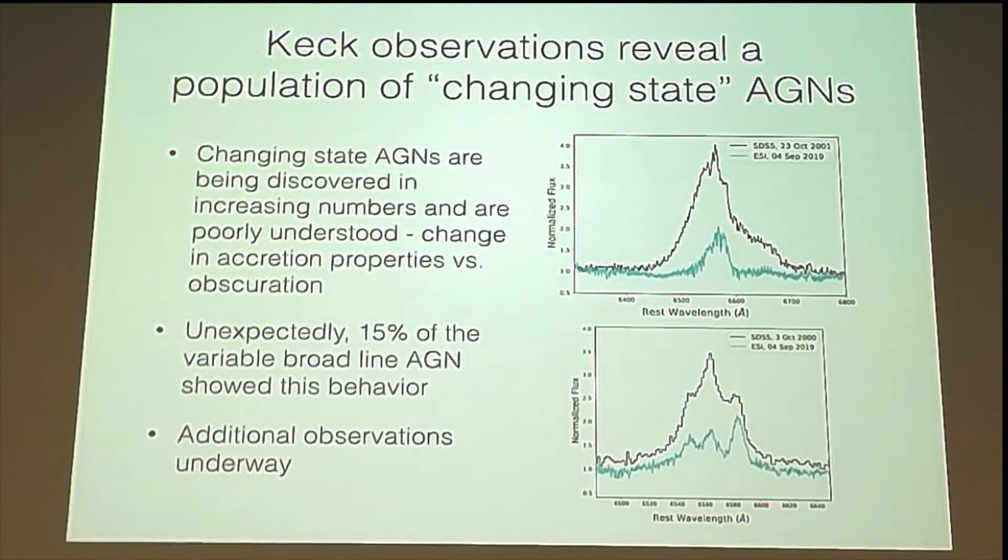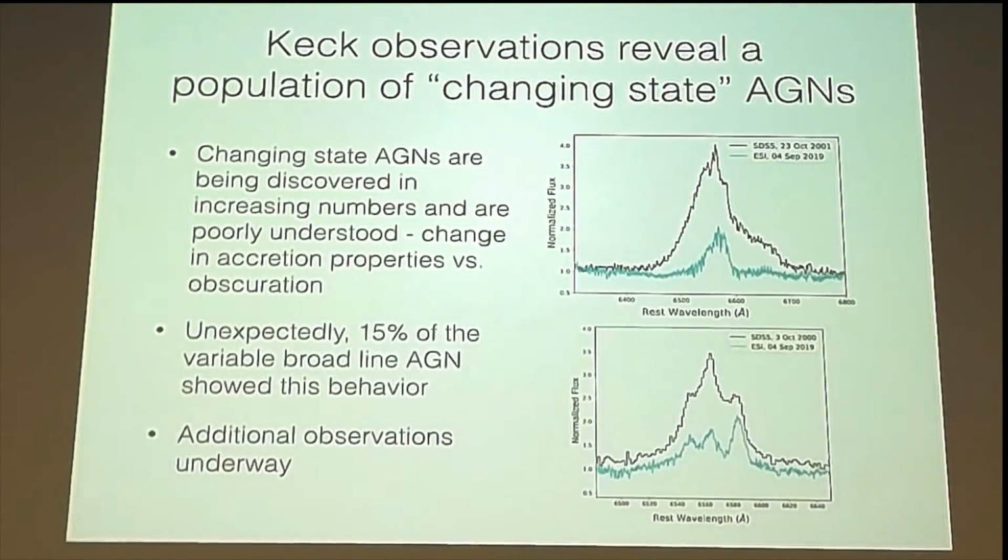And somewhat unexpectedly, about 15% of the variable broad-line AGN in the Stripe 82 sample showed this behavior, where it goes from being photometrically variable in Stripe 82 to showing no variability in the Palomar Transient Factory. We're following them up now with optical spectroscopy to see if they all show this kind of behavior. There are additional observations underway, and hopefully those will help us understand what's physically driving these changes, whether something is happening to the accretion disk, or there's some sort of obscuring cloud moving in the way or something like that.